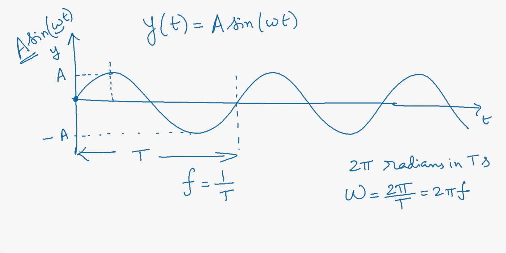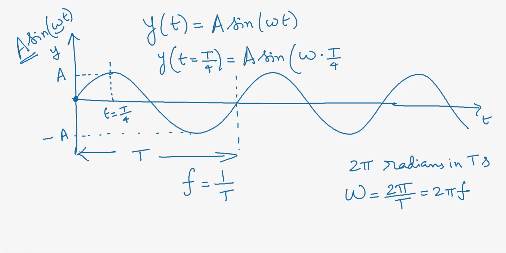When you substitute t equal to T by 4, you see the quarter cycle. Do you see that? Yes, uncle. So we are asking what will be the y value when t is equal to T by 4. Then the function value should use that value of t in omega multiplied by T by 4. You're okay with that? Yes, uncle.